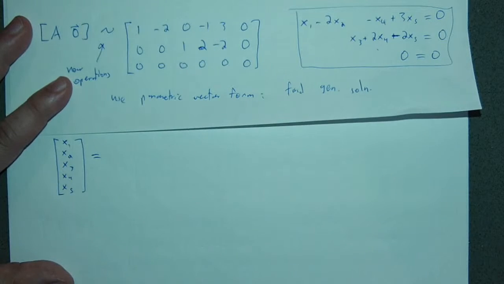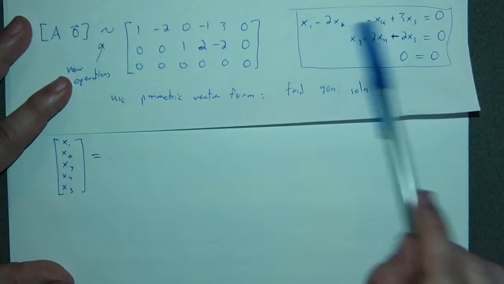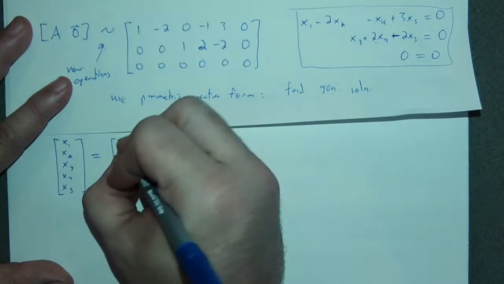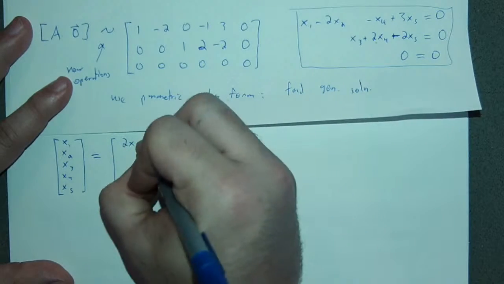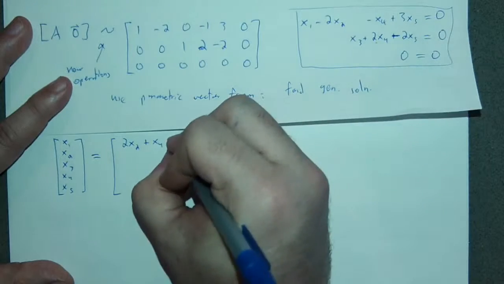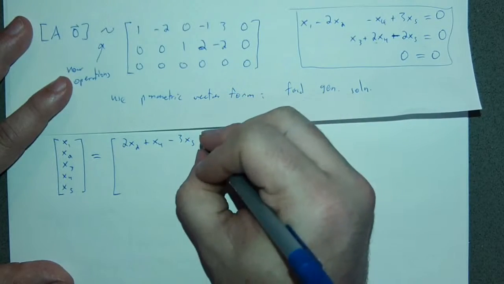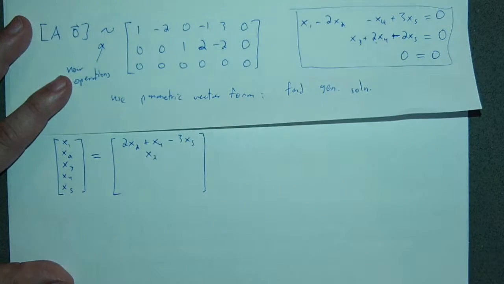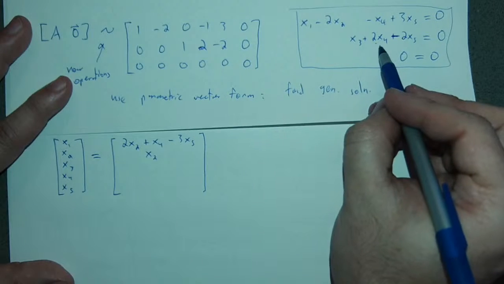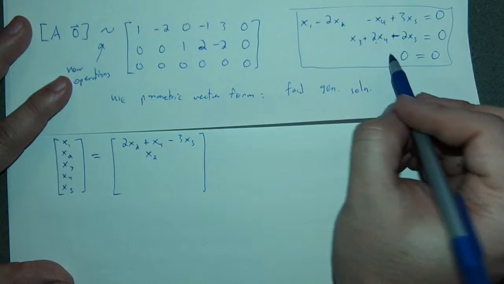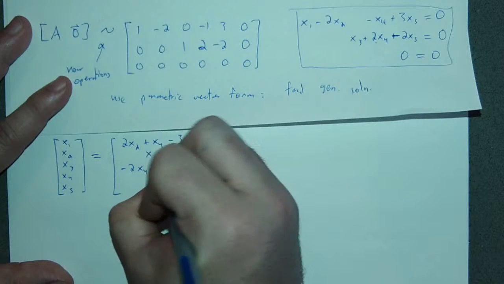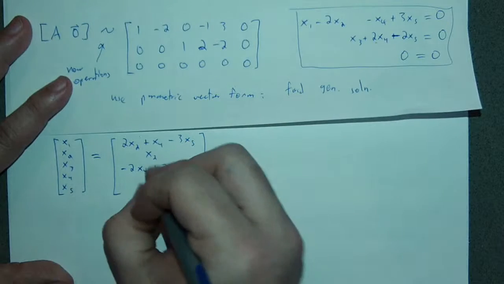So writing out my general solution, x1 I can solve in terms of x2, x4, and x5. What is that? Well, I get 2 x2 plus x4 minus 3 x5. Right? That's what goes in the first slot. x2 is free, so x2 is just equal to x2. x3 I can solve for in terms of x4 and x5 here, so this is minus 2 x4 plus 2 x5. x4 and x5 are free.